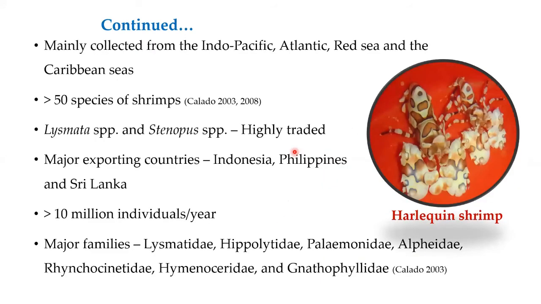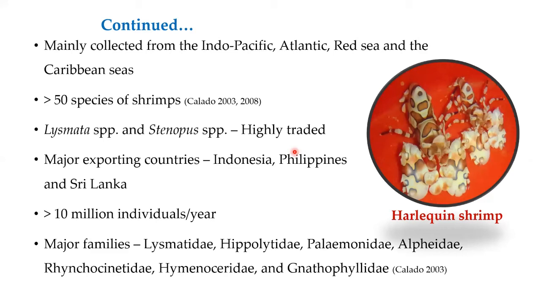Like fishes, the marine ornamental shrimps are also collected from the Indo-Pacific, Atlantic, Red Sea, and the Caribbean seas. Almost more than 50 species of shrimps are available in the ornamental trade. And Lysmata, which is a cleaner shrimp, and Stenopus, which is a coral banded shrimp, are highly exploited and supplied throughout the trade.